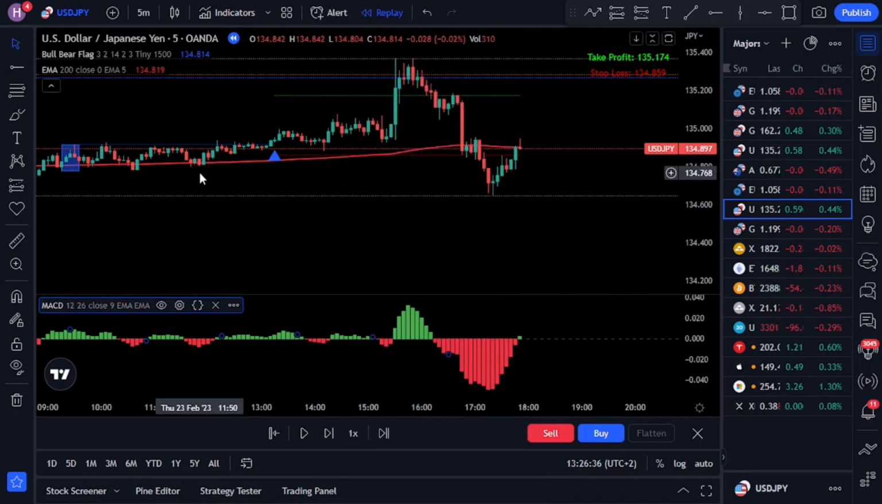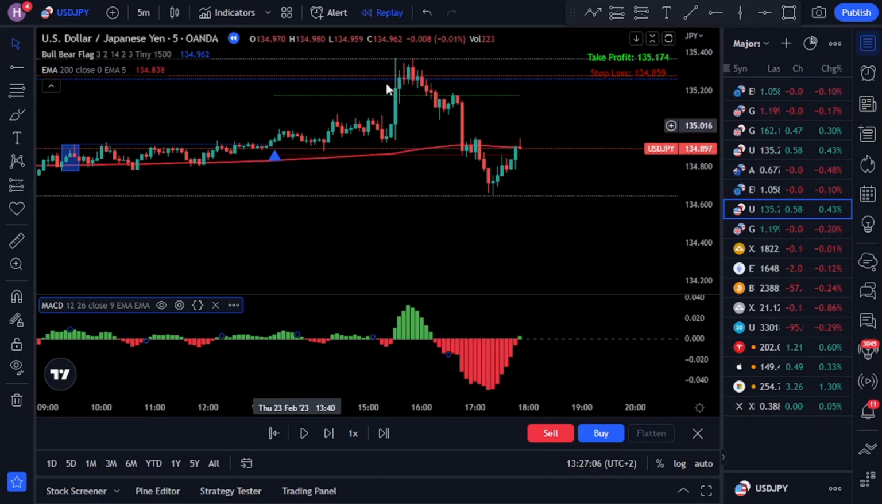Now that we have all of the components of the strategy, let's take a look at when to enter a buy or a sell trade. Firstly, the 200 exponential moving average acts as a baseline, meaning if price is above the moving average, we are only looking for buys or long trades, and the opposite is true when price is below the moving average, as we are only looking for sell trades.